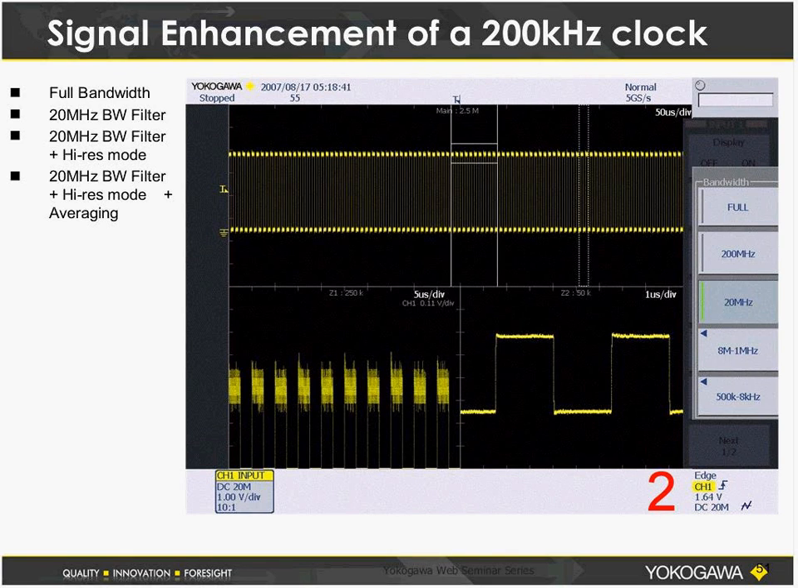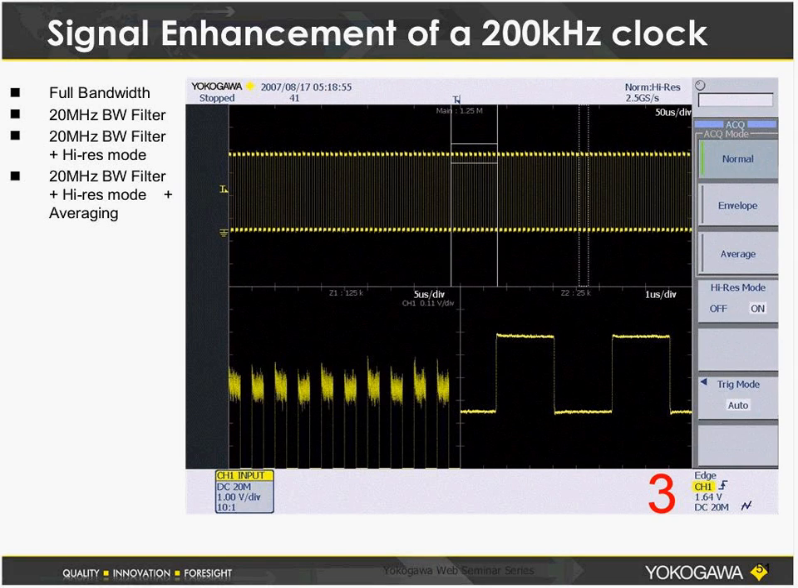The next step I'm going to do is to turn on the high resolution mode, which is a trade-off again of the bandwidth, which we're not using all of it anyway, so no problem. And you can see that the banding has disappeared because we've gone from an 8-bit effectively to about 12 bits effectively in this example. So we're starting to get a cleaner picture of it.